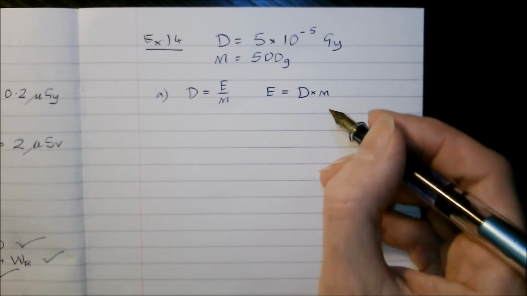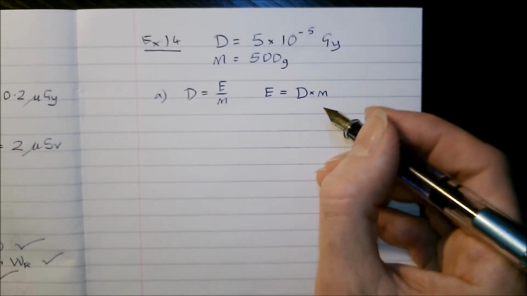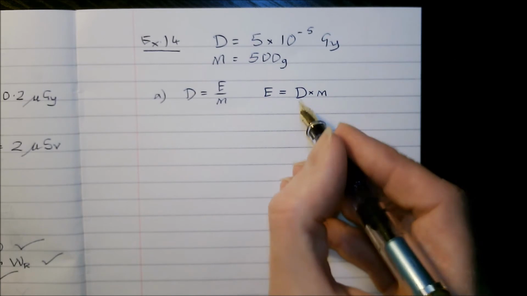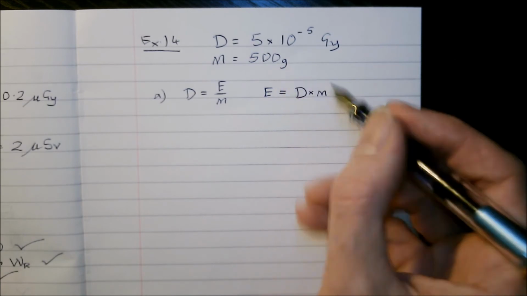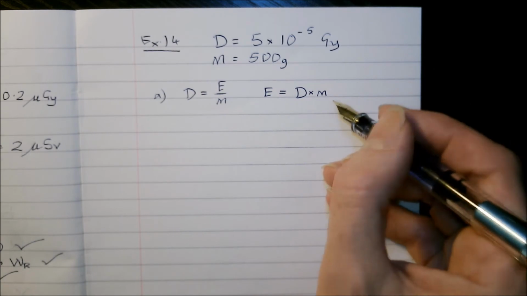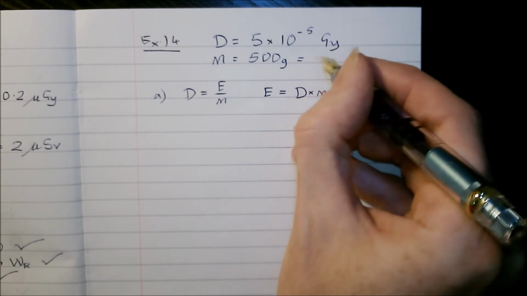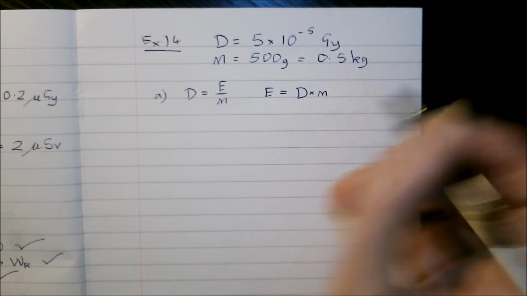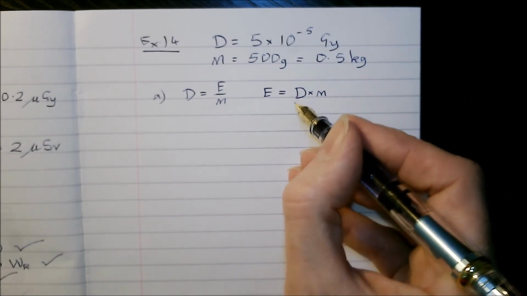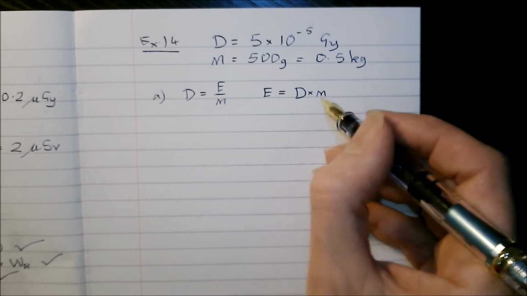Now the technician's hand is 500 grams, but a common mistake is that a student will just go ahead and put the number straight in here and leave the mass as 500. That would be 500 kilograms, which is not correct. So this is 0.5 kilograms. That's because the dose is measured in joules per kilogram, so the mass has to be in kilograms.